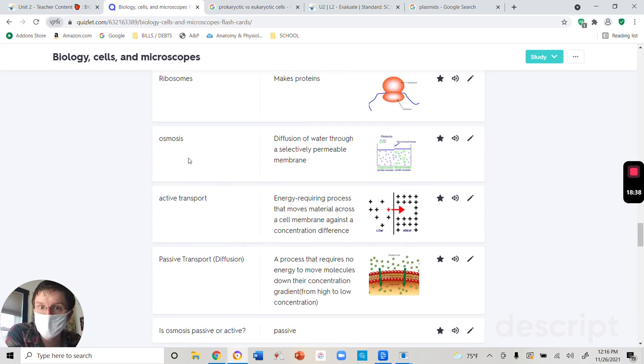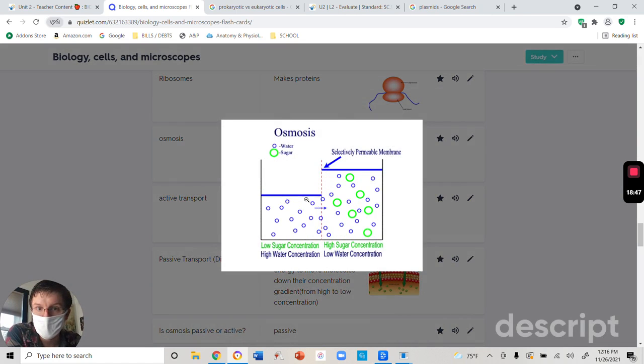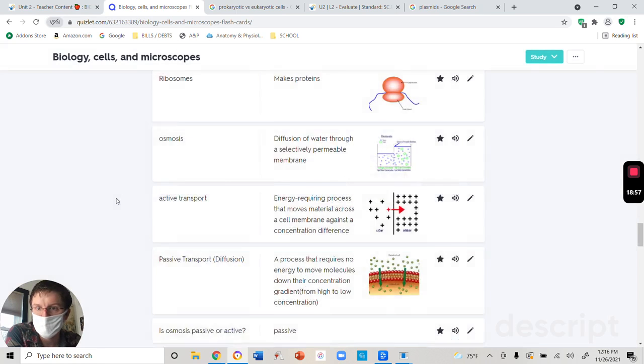Osmosis is the diffusion of water through a selectively permeable membrane, okay? So water will move on its own through a selectively permeable membrane in order to balance out the concentration, all right? Then we're going to talk about passive and active transport. So active transport, it's when it's moving against the concentration difference.